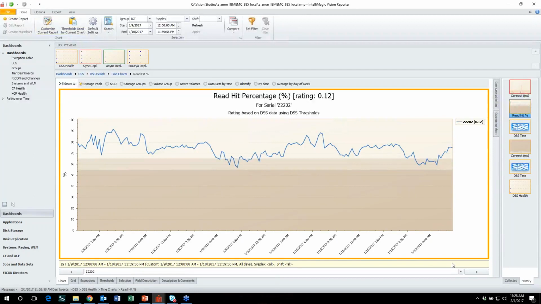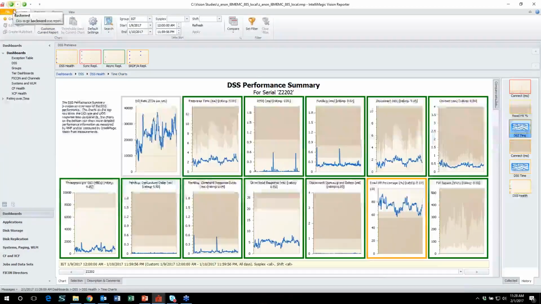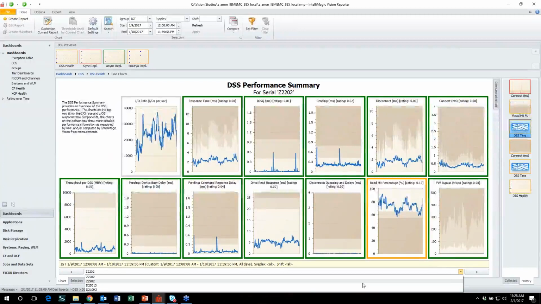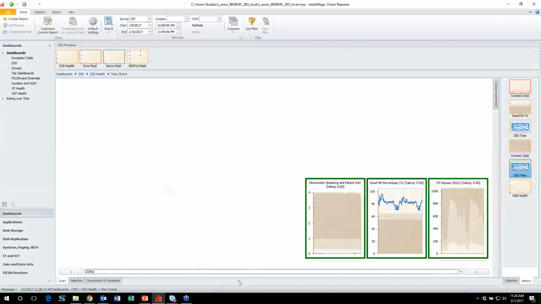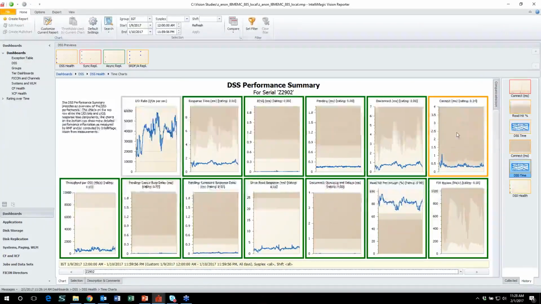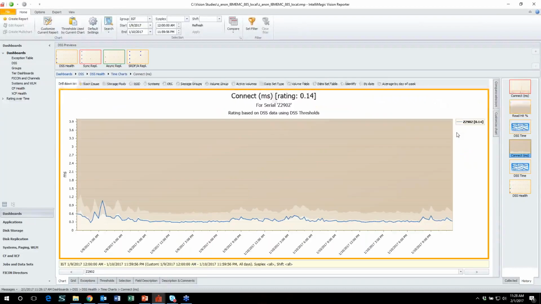Let's go back to the other dashboard here and the other multi-chart. And we'll go back to our connect time graph. So with the connect time, we have a different kind of threshold. Here we have what we call dynamic thresholds.